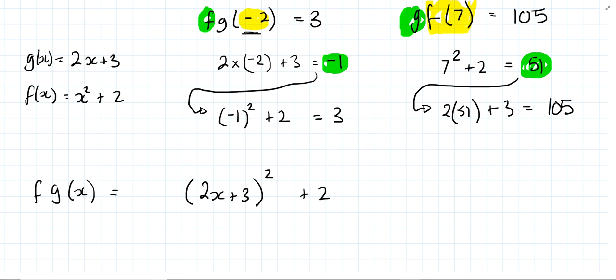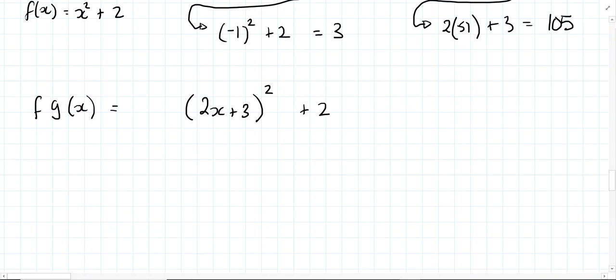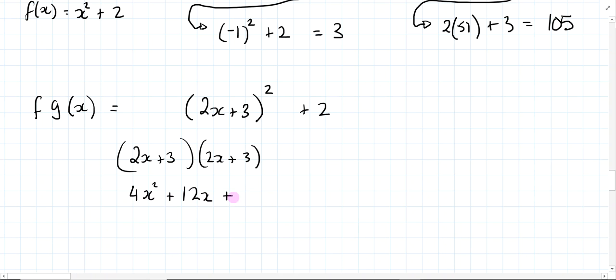Well, see, now I need to simplify that, don't I? As much as I can. So I would be saying, well, 2x plus 3 squared is 2x plus 3 times 2x plus 3, which is 4x squared plus 12x plus 9. Yes. Plus 2, don't forget plus 2. So actually fg of x equals 4x squared plus 12x plus 11.